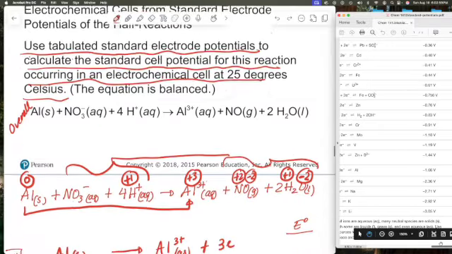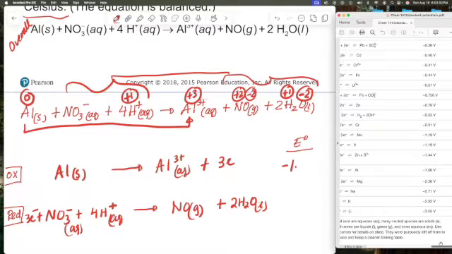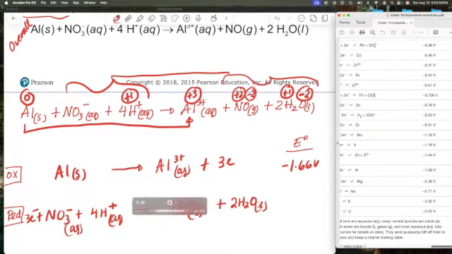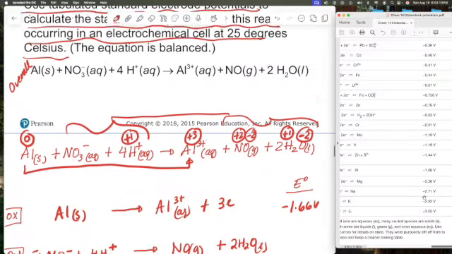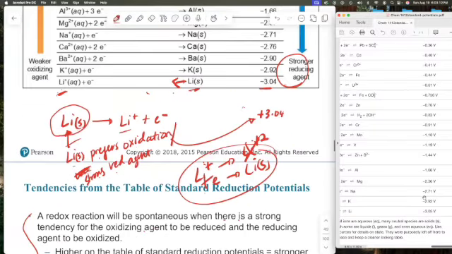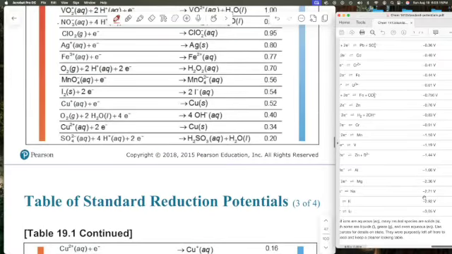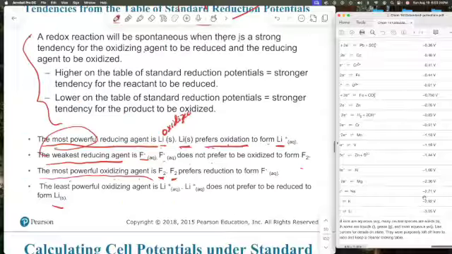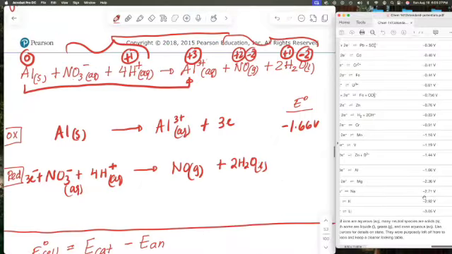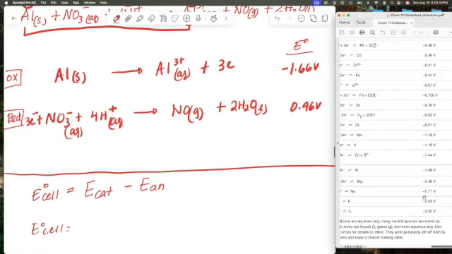That's negative 1.66 volts. I wish this one was here, but it's not. I'm looking for NO3 plus 4H. Let me go back to the big table. There. NO3 plus 4H plus 3 electrons. It's not in the same order, but we need this number here, 0.96. Copy it as is. Don't flip it. So 0.96 volts. Okay. So to get the overall reaction, we have to add these two together, right?